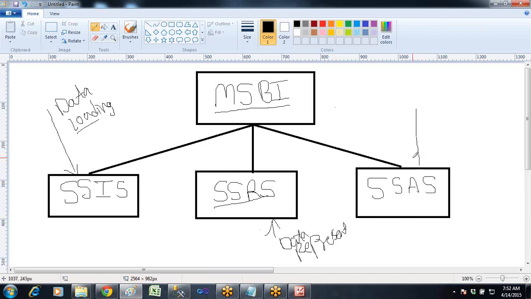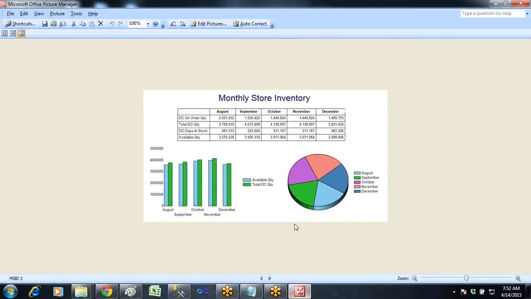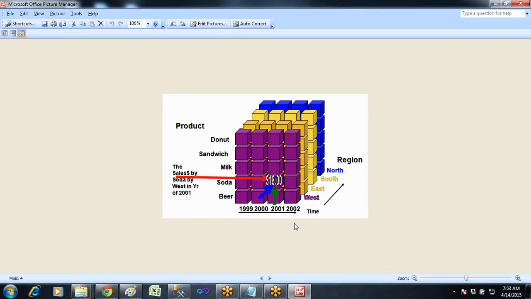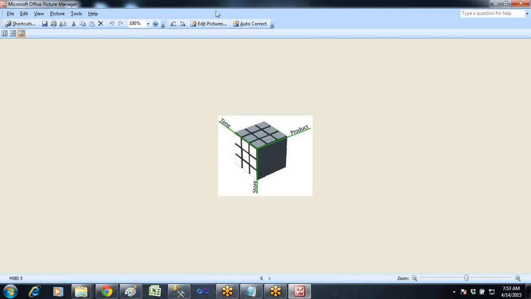And with SSAS, we can analyze the data. Data analysis. In order to analyze the data, we can use this particular SSAS technology. See, first of all, the data will be displayed in this cubical format. So this is the cubical format.